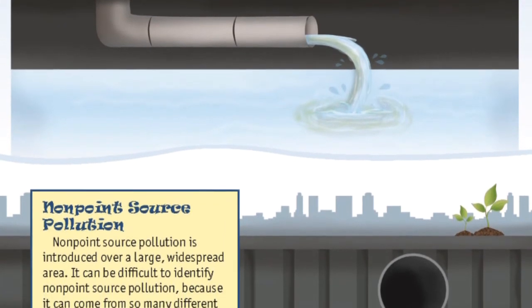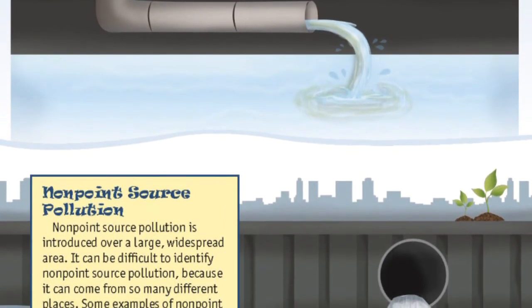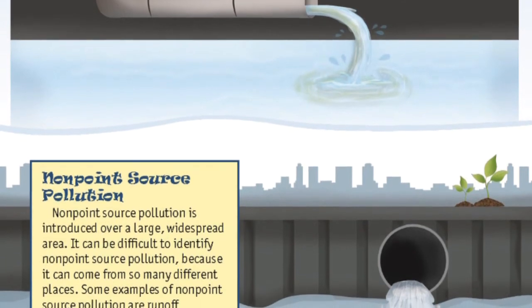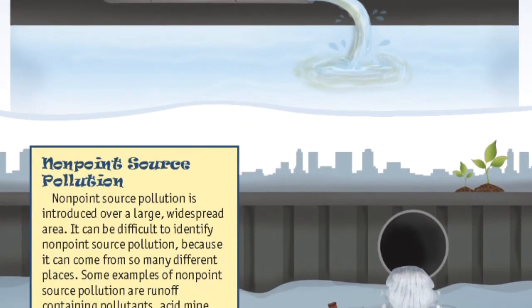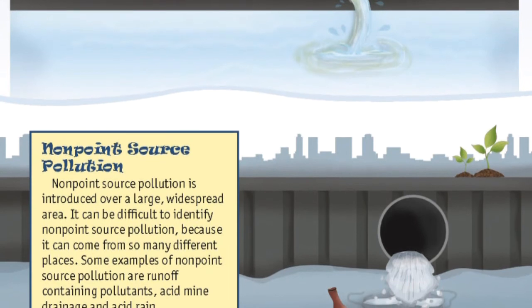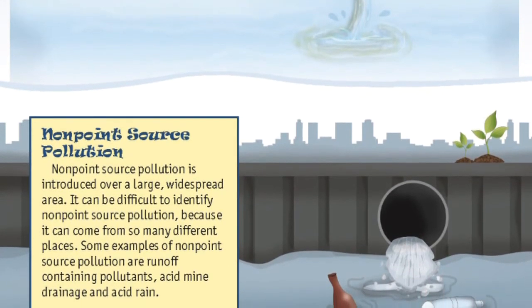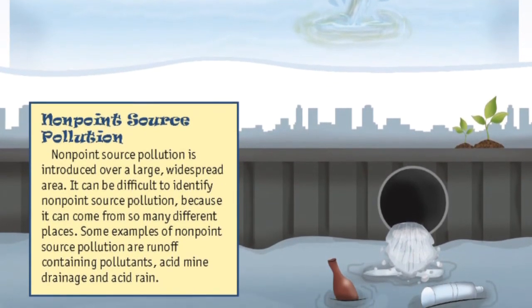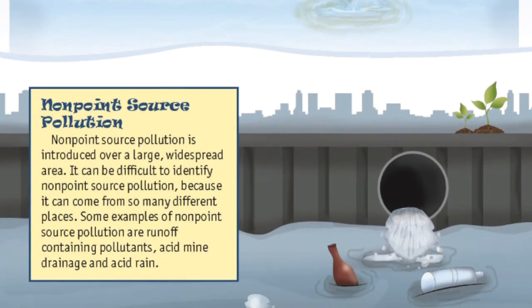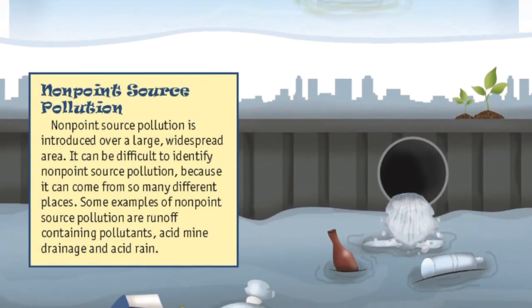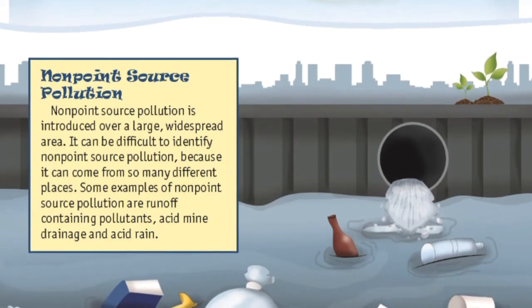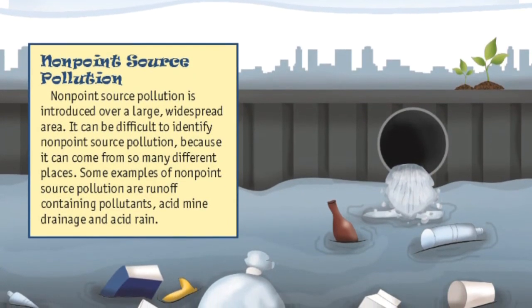Non-point source pollution. Non-point source pollution is introduced over a large, widespread area. It can be difficult to identify non-point source pollution because it can come from so many different places. Some examples of non-point source pollution are runoff containing pollutants, acid mine drainage, and acid rain.